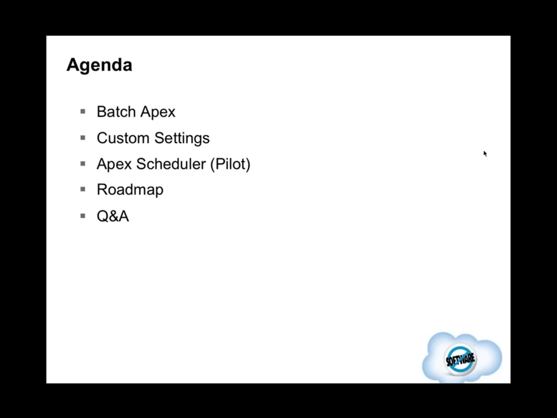First, we'll walk through Batch Apex and custom settings. Both were released in the winter 10. And then we'll talk about the Apex Scheduler, which is a pilot feature that we are planning to release in spring. And then I will cover just some general roadmap topics looking at what's ahead for Apex Code in the next year and a half. And then with the time remaining, go through some Q&A items.